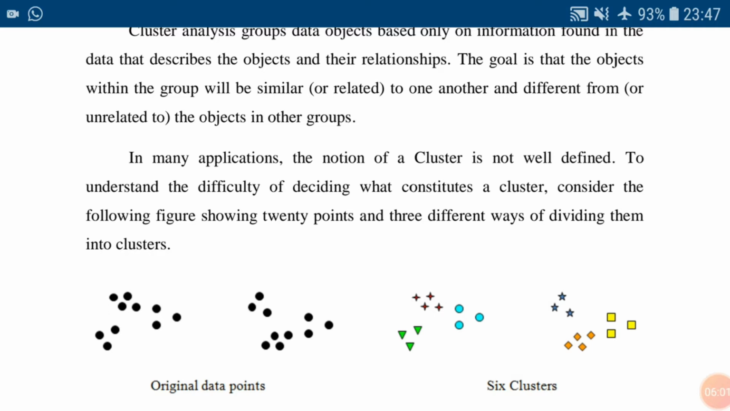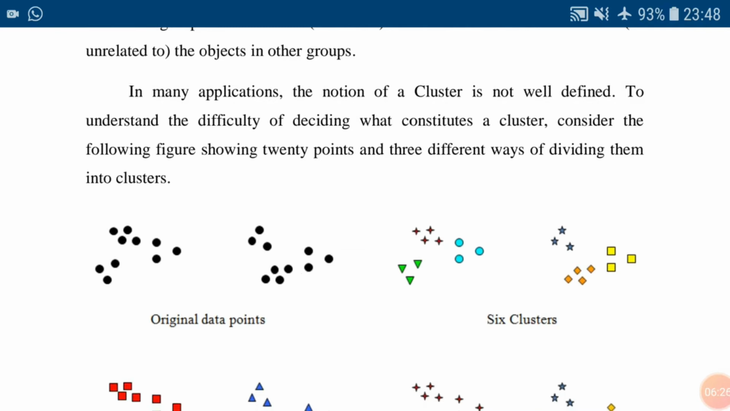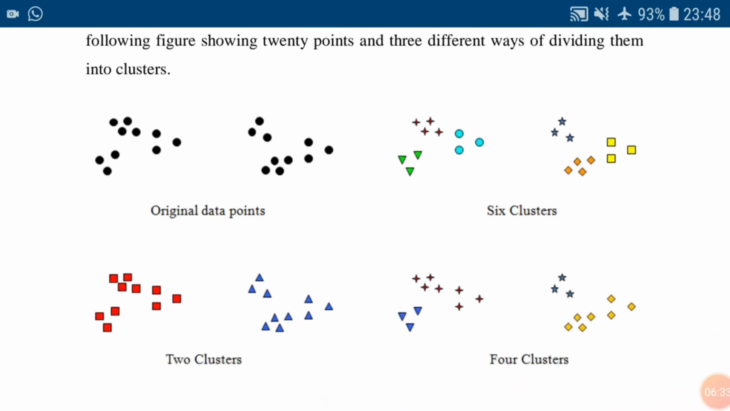So we are having several applications, we will see further. In several applications, the main notion of the cluster is not well defined. To understand the difficulty of deciding what constitutes a cluster, consider the following figure showing 20 points and 3 different ways of dividing them into clusters. Here in the figure we will see how the data can be divided into several clusters.